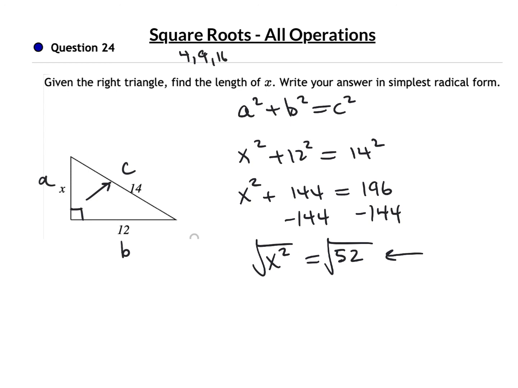4, 9, 16, 25, 36. I think 4 divides into 52. It's 4 times 13. I can take the square root of 4 out front. It goes out as a 2. My answer then is 2 root 13.